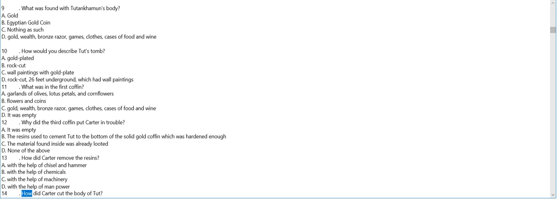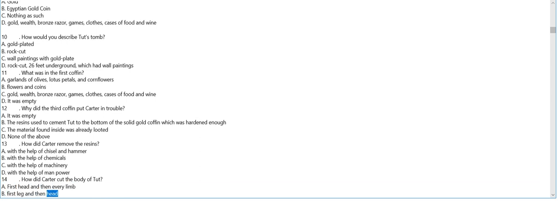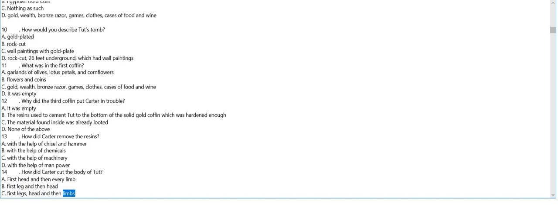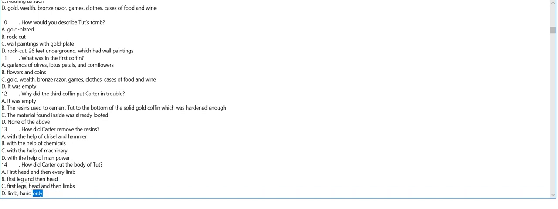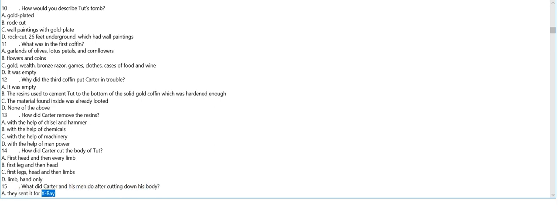14. How did Carter cut the body of Tut? A. First head and then every limb. B. First leg and then head. C. First legs, head and then limbs. D. Limb, hand only. 15. What did Carter and his men do after cutting down his body? A. They sent it for X-ray.